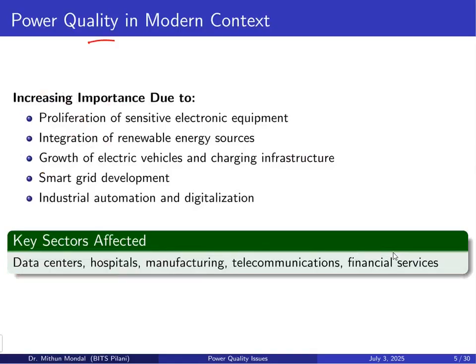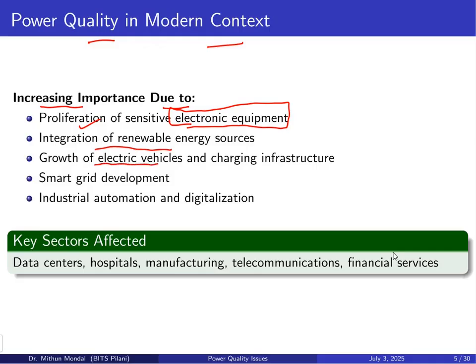When we talk about power quality in the modern context, the increasing importance is due to the proliferation of sensitive electronic equipment. A lot of electrical and electronic equipment nowadays are part of the modern power system. And we have the integration of renewable energy sources. Nowadays, a lot of solar, wind, tidal, etc. are integrated within the power grid, and those are basically responsible for these issues.